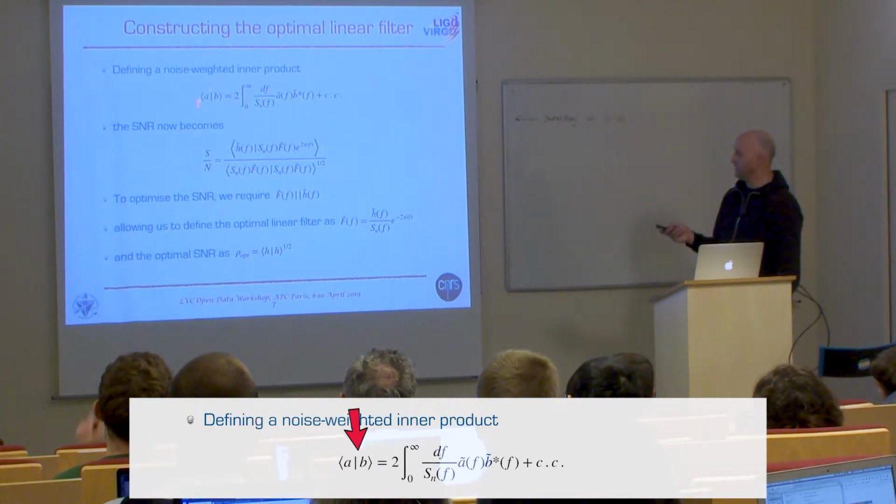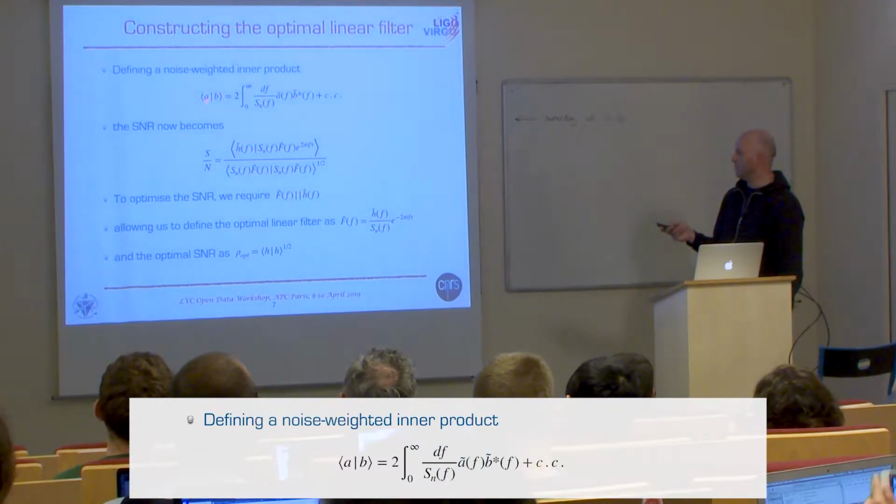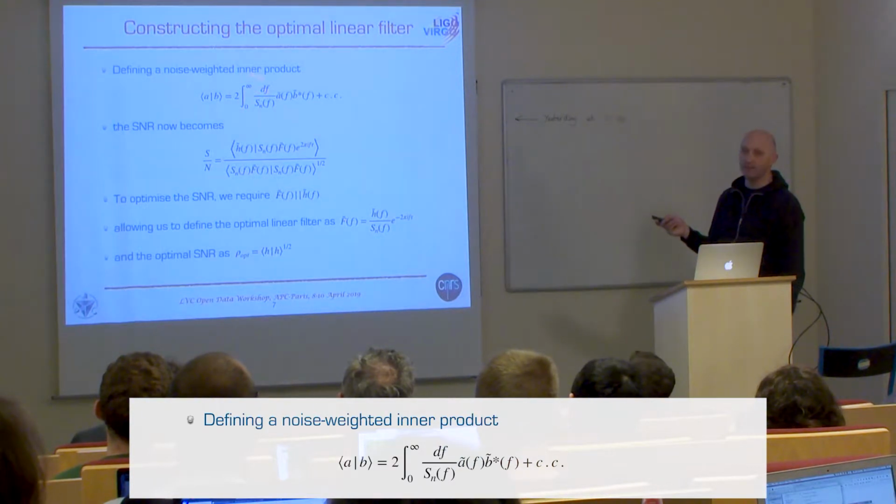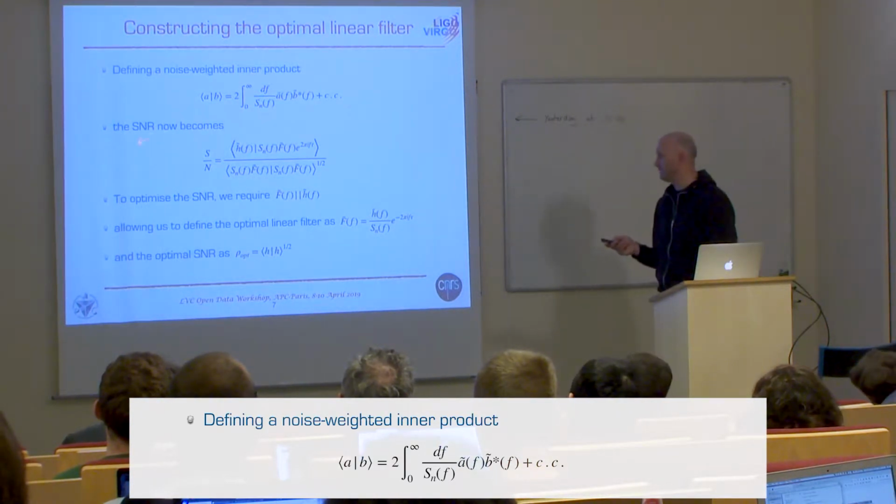So we're defining a similar bracket notation for the noise weighted inner product. We have the two Fourier transform products, and our weighting kernel is actually 1 over the one-sided power spectral density, because I'm now integrating between 0 and infinity, not minus infinity to infinity.